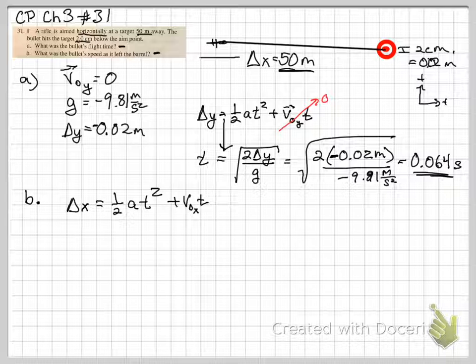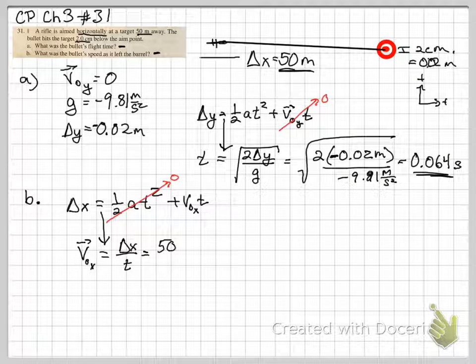In this case, we realize that the acceleration in the horizontal is 0. We're assuming that drag is negligible, especially at this speed and distance. So we can get rid of that term, and that leaves us with the simple equation: distance equals velocity times time. We need to solve that for the unknown, which is the initial velocity when it left the barrel in the horizontal direction. We simplify our equation using algebra, and we plug in our values.